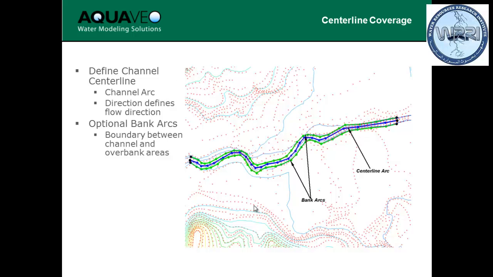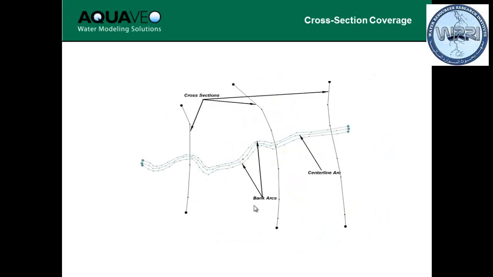So this is what a centerline coverage looks like. It's just your stream and your bank arcs. The purpose of setting up the centerline coverage is so WMS knows where the thalweg for your stream is located. So that's the bottom of your stream. And also it knows where your bank arcs are located. And those points are important because they're exported to HEC-RAS when you export your model.